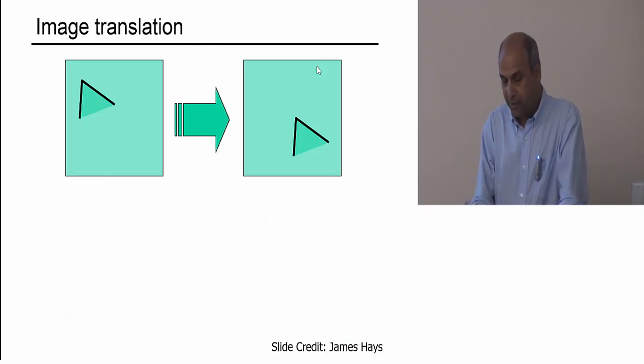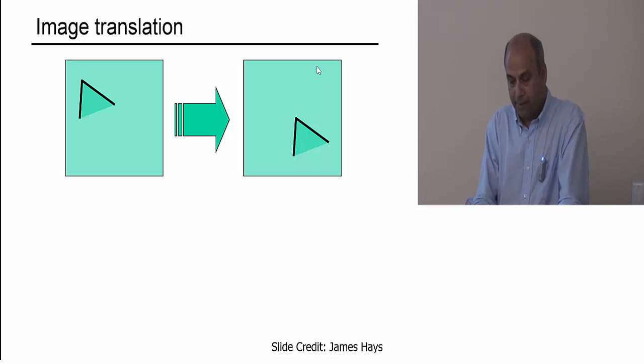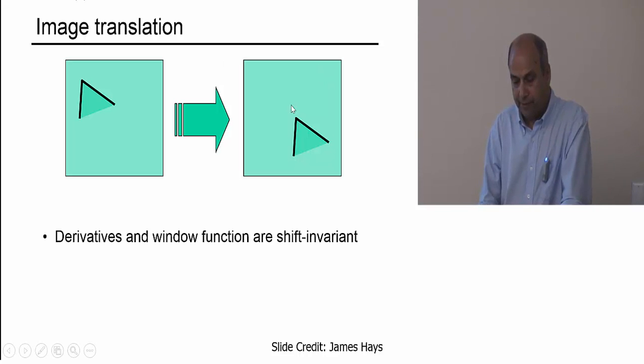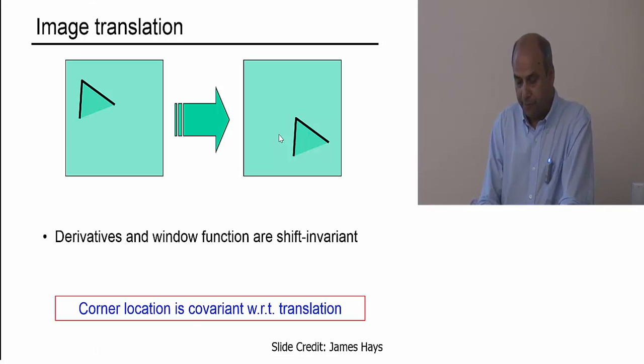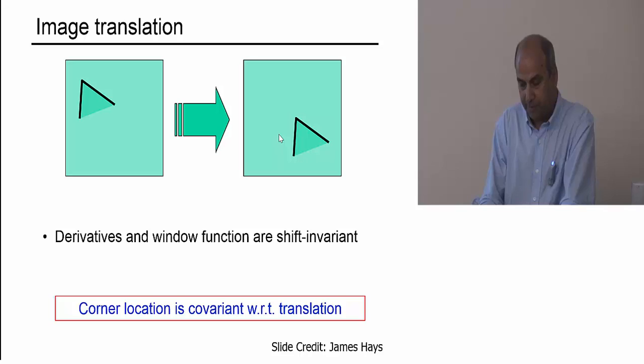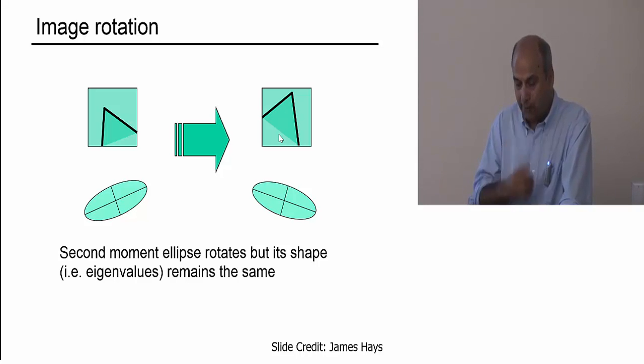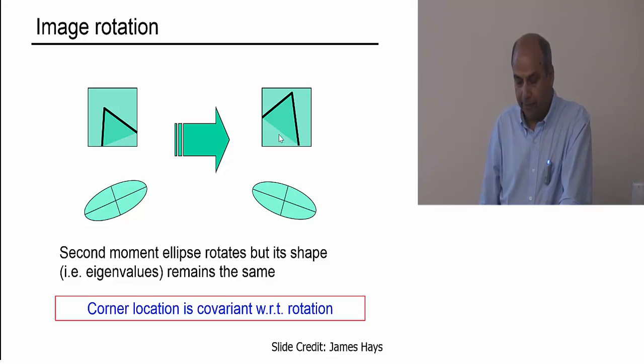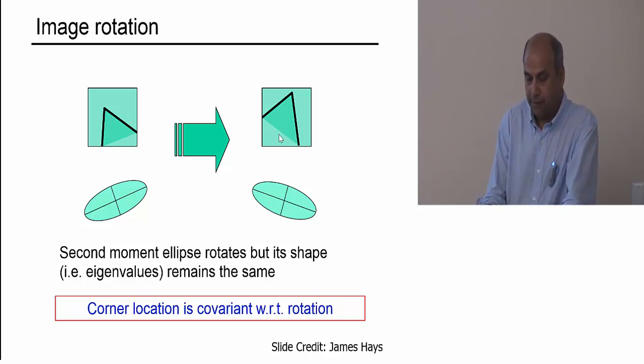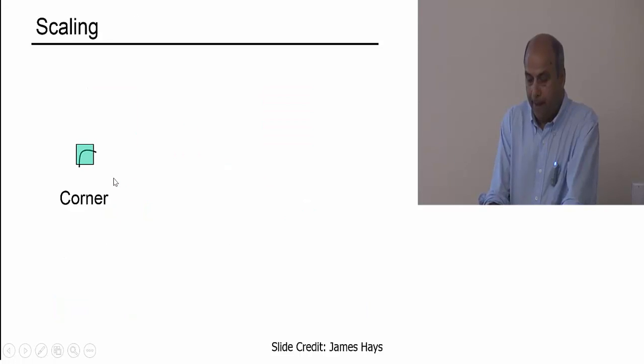And image translation is no problem. If it is here and it is translated there, because derivatives and windows are shift invariant, there's no problem with respect to translation. Image rotation is also no problem because the ellipse remains the same, and we are looking at the eigenvalues of that, so it is okay. We can find that they will not change because, as you see, the shape is the same.